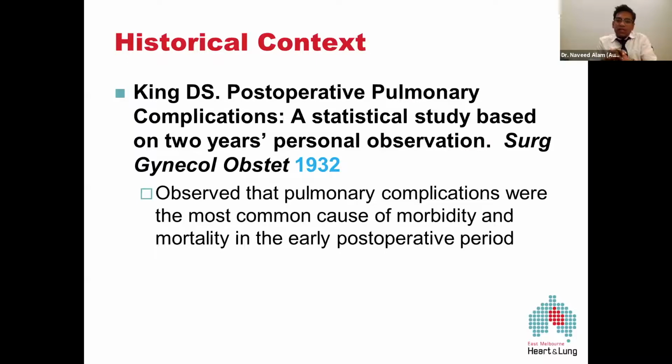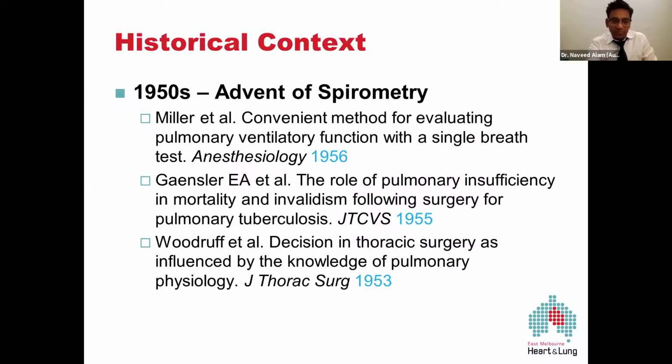So just to put this all into a bit of historical context, the first recognition that pulmonary complications were the most common cause of morbidity and mortality in the early postoperative period was presented in a paper in 1932. That seems quite intuitive to us, but at this time it became shown for the first time in the literature. A statistical study was done, and basically it was just anecdotal evidence, but that was good enough to get the ball rolling. And then really in the 1950s, we had the advent of spirometry.